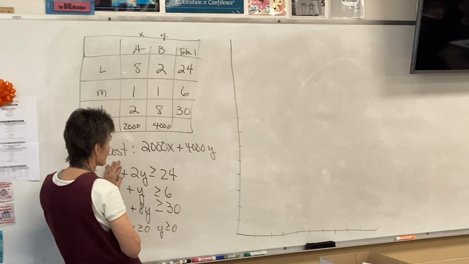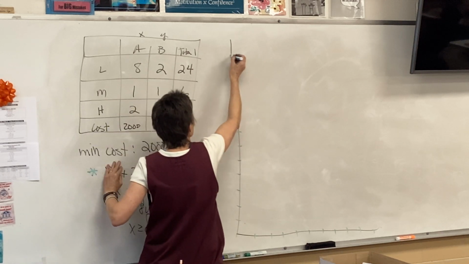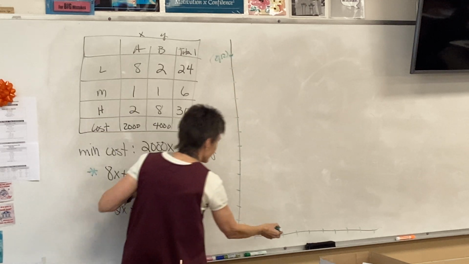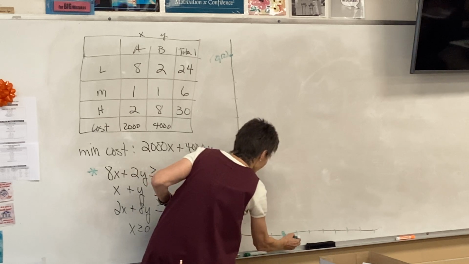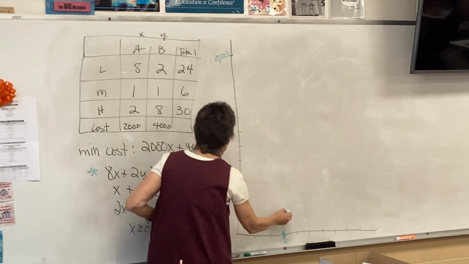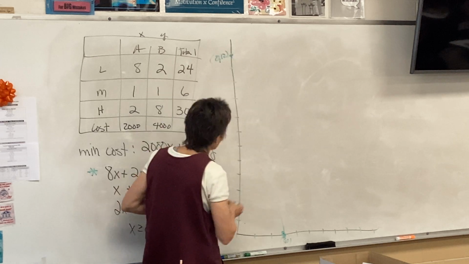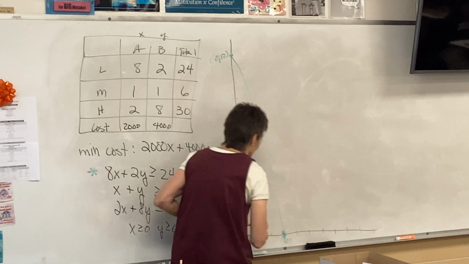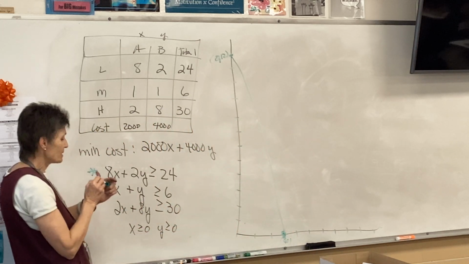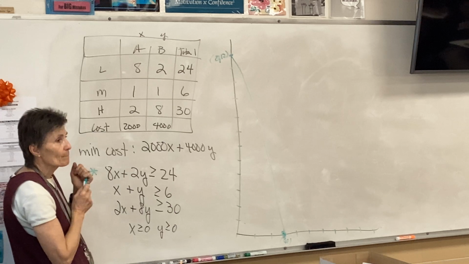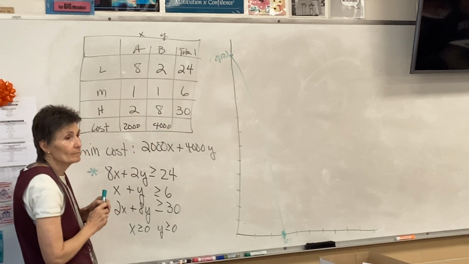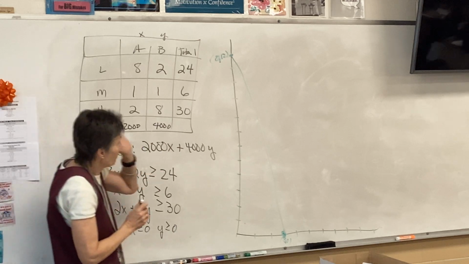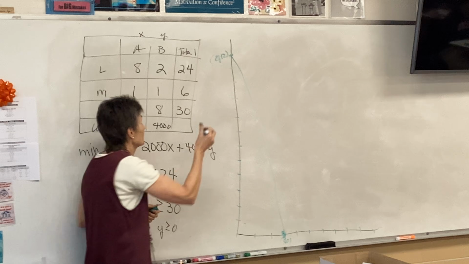All right, here we go. If I cover up X, Y is 12. If I cover up Y, X is 3. Connect them with a straight line. And where is that shaded? To the right. I'm not going to shade because my board's already a mess, but we're out to the right of that green line.